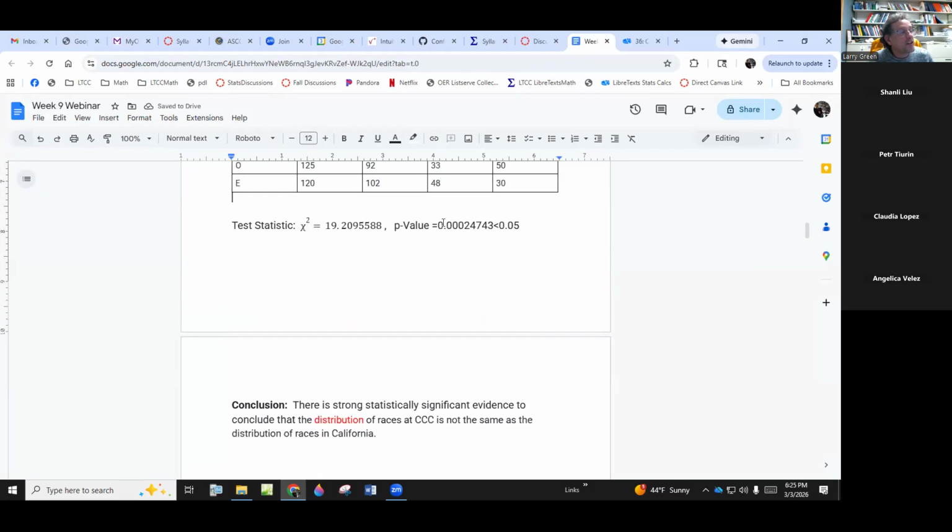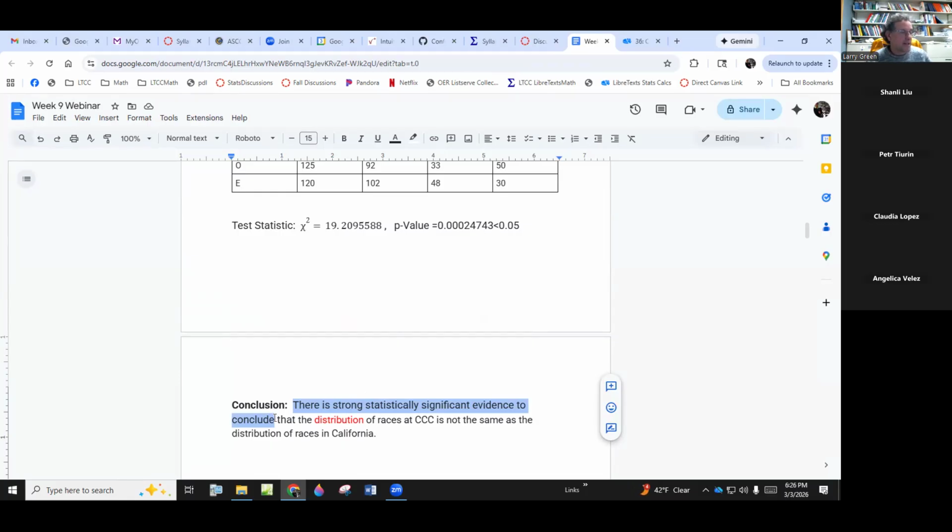So here, notice the p-value is less than 0.01, in fact. So that means we can use the word strong. And it starts, you should be used to this first part. There is strong, statistically significant evidence to conclude that. Okay? Those are the words that have to be there.